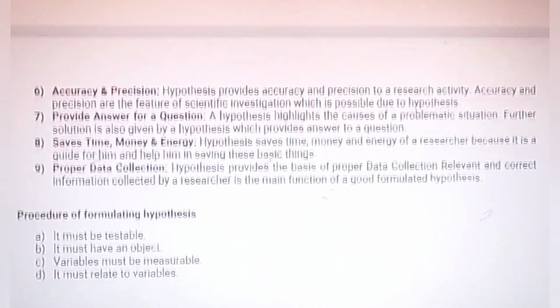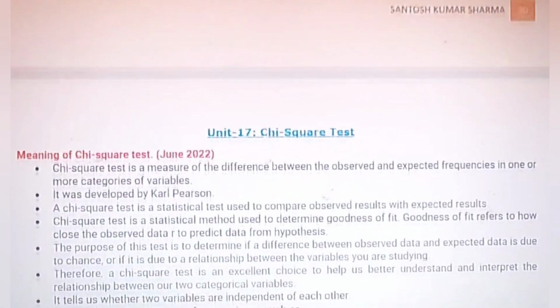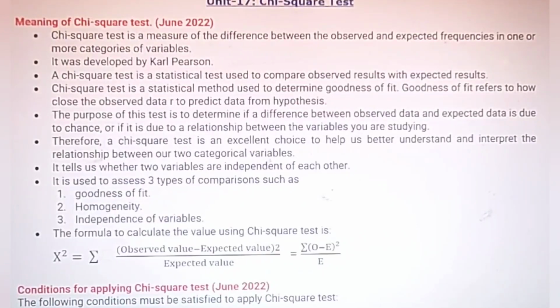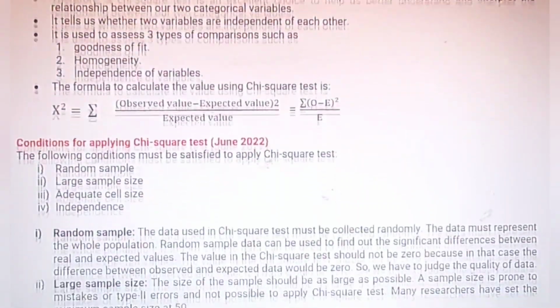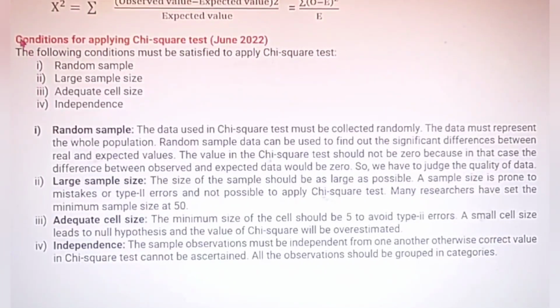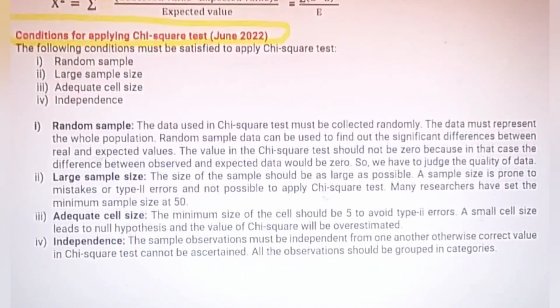Okay, so let's move on to the next unit, unit 17, chi-square test, and let's try to find out. This question also came in June 2022 examination, and I don't think it will be repeated. But more or less, you should just go through this. You might get a short note or the like. And you also got a question in June 22 about the conditions of applying chi-square test. So I have written all this in my study materials.